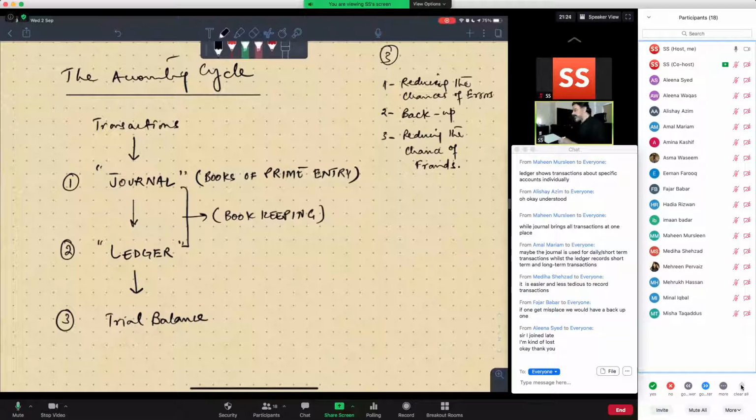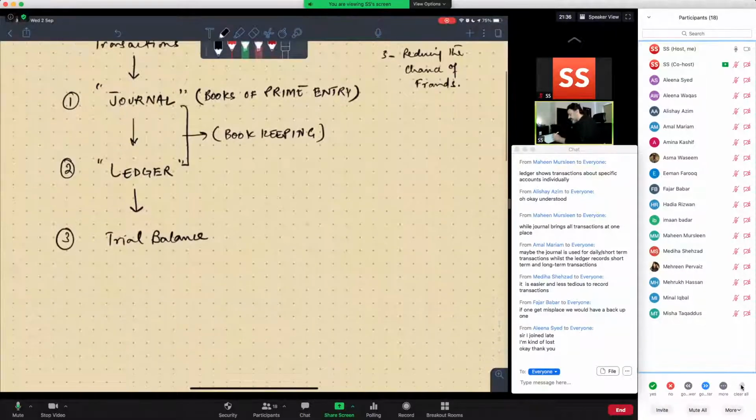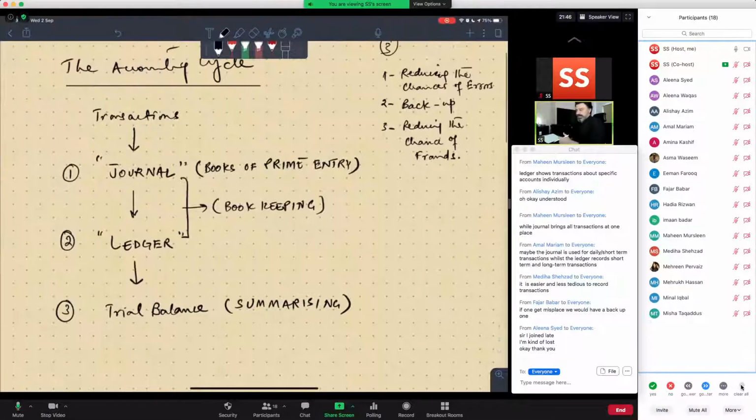So bookkeeping is when the transactions... we have not studied this yet, Alina, we will study it now. Don't worry. So journal and ledger are two books where we keep the transactions, and then the next stage is the trial balance. We don't know anything about any of these terms so far. We are going to discuss all these terms one by one. Right now, I'm just trying to introduce the terminology.